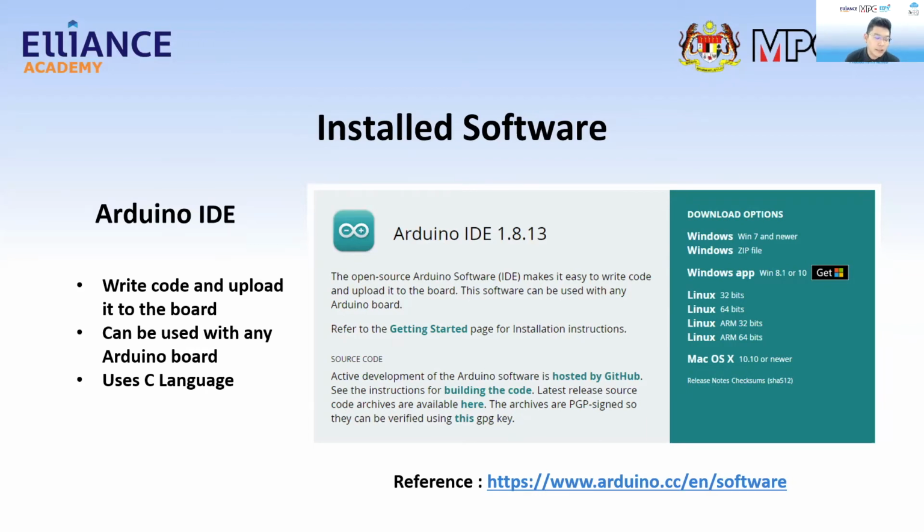Okay, so ini Arduino IDE boleh guna untuk semua Arduino punya board. So Arduino ada banyak jenis board kan, ada Arduino Uno, Arduino Mega, Arduino LAN, Arduino Internet. So this is all the Arduino board that you can use, and you can use one software to configure all of the Arduino board. And this Arduino IDE use C language, okay?